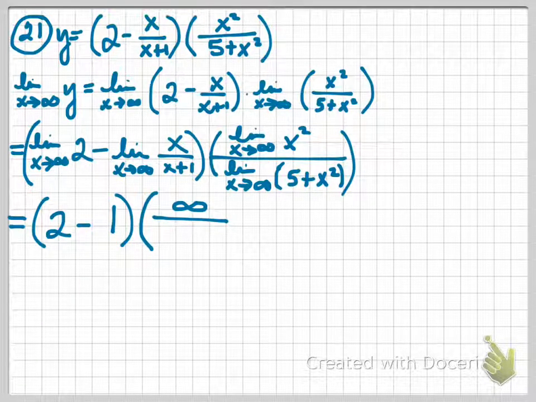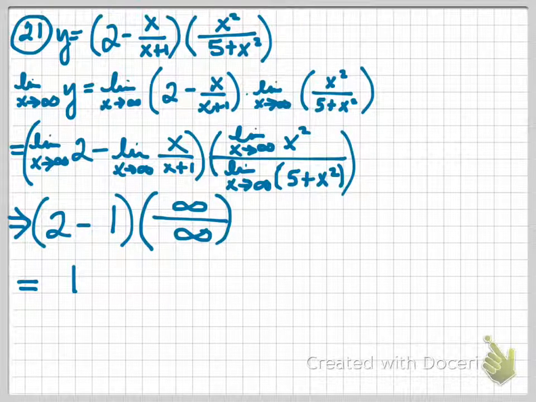And then on the bottom, how about that one? Infinity again. Well, that also is going to blow up. And technically, that is indeterminate form. So because of that, let's come over here and put implies. And then we're going to come back down to the bottom and put equals. What's 2 minus 1? 1. Glad you still know that.